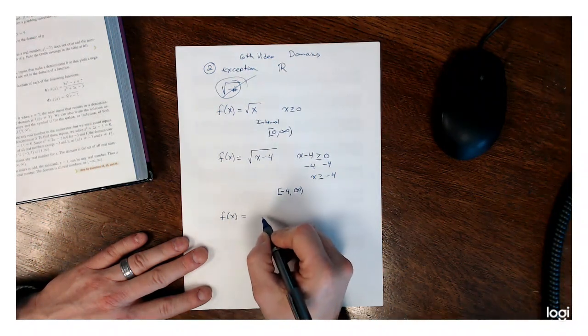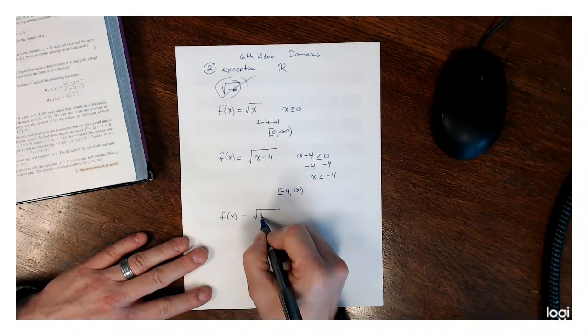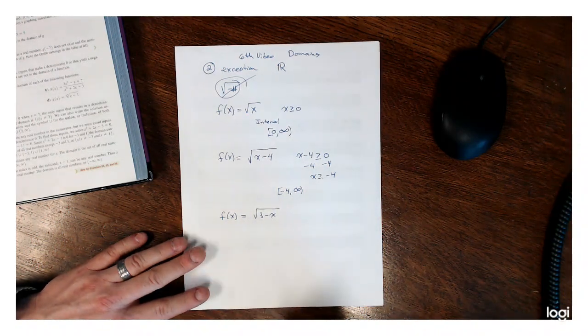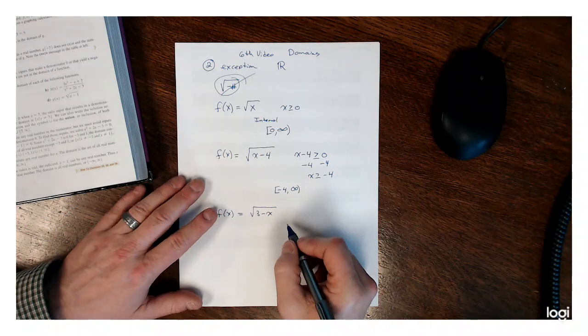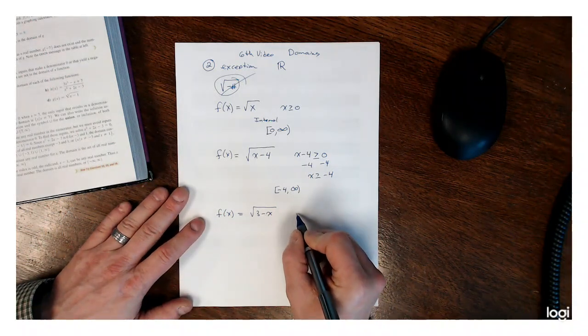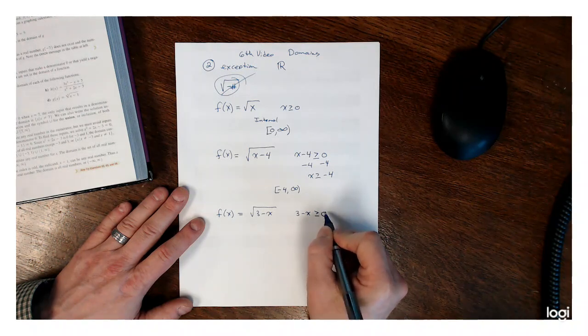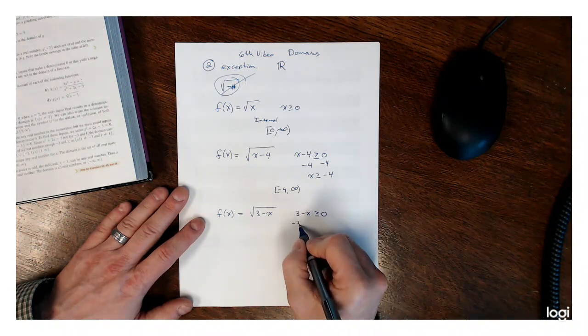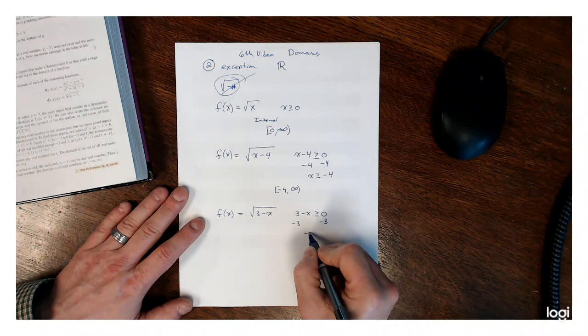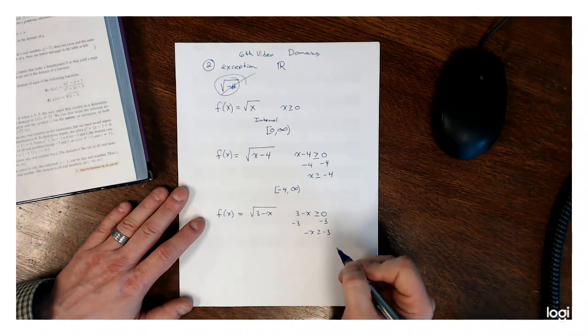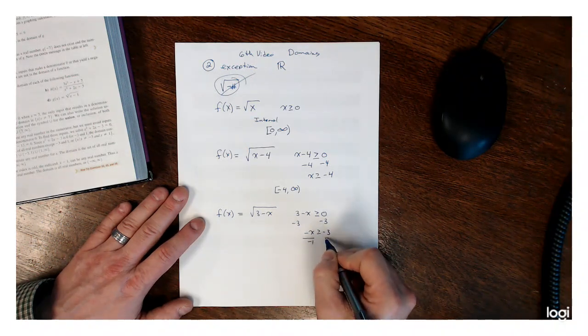In our next example, we'll do 3 minus x. We're going to switch these around a little bit. Still do exactly the same thing. 3 minus x is greater than or equal to 0. Subtract 3 from both sides. Divide both sides by -1.